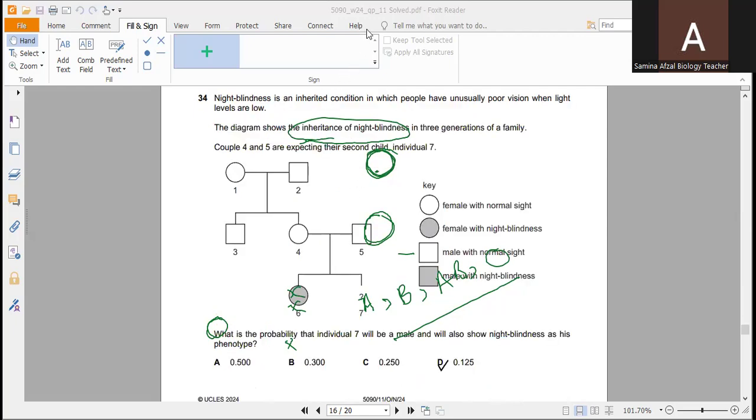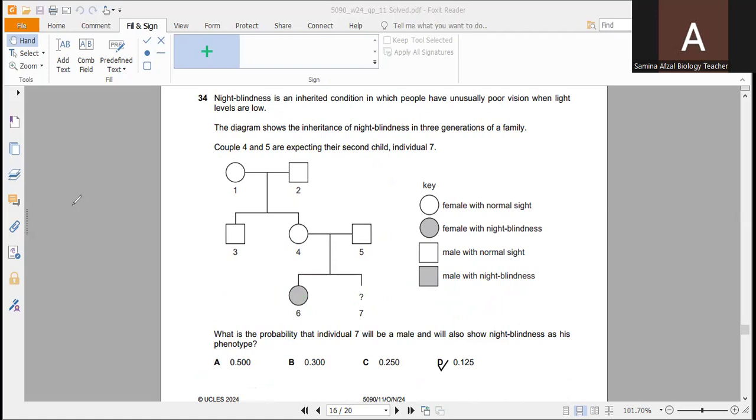Night blindness is an inherited condition in which people have unusually poor vision when light levels are low. The diagram shows the inheritance of night blindness in three generations of a family.